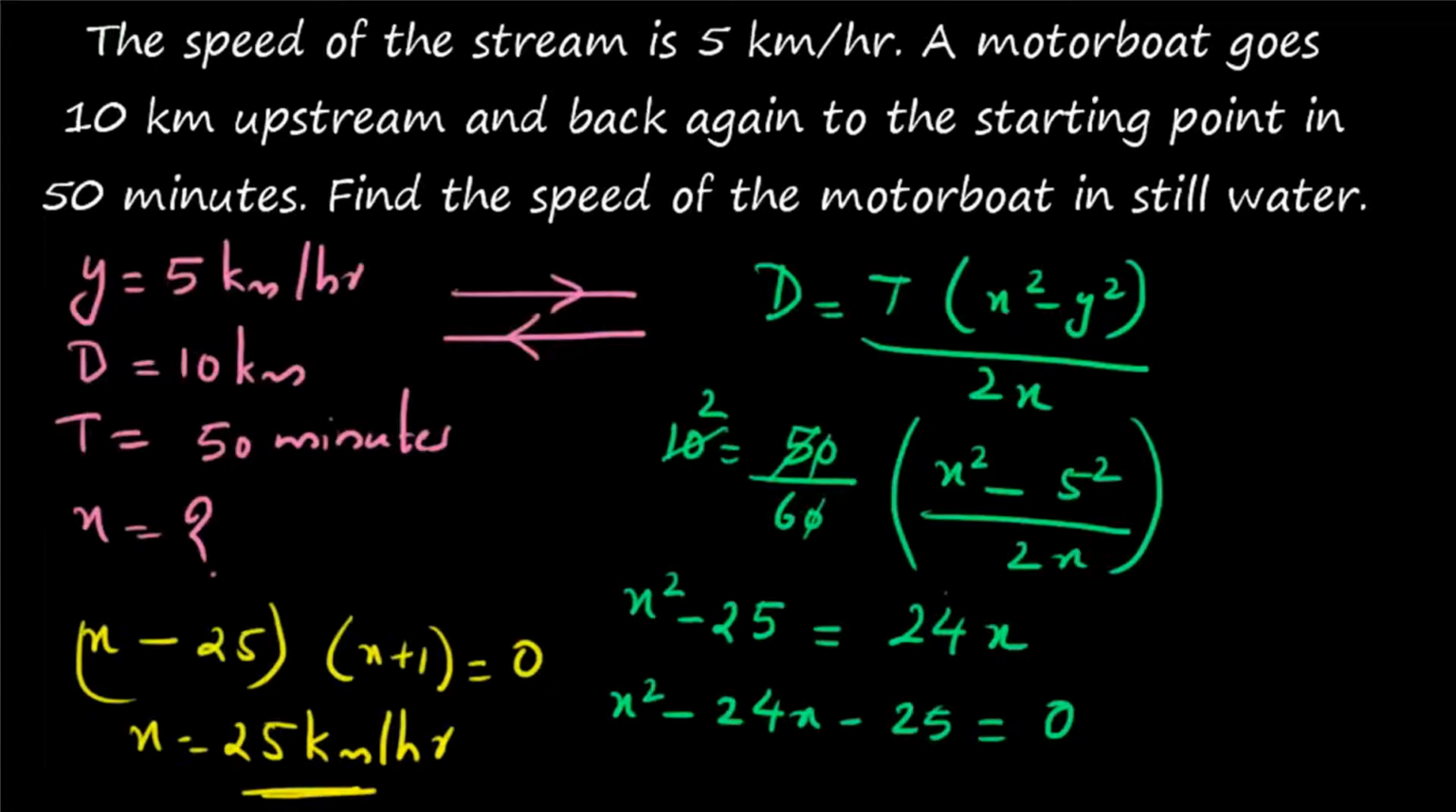So once you read this question, you should remember this formula: D is equal to T into (x square minus y square) divided by 2x. So you should be very thorough with the question format.